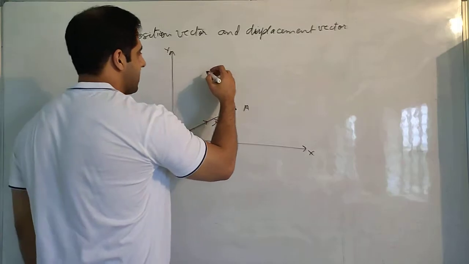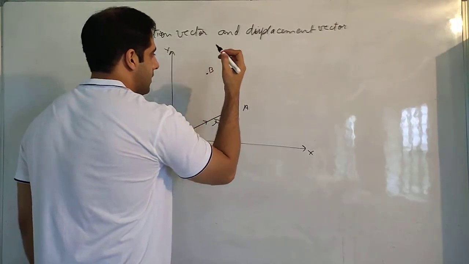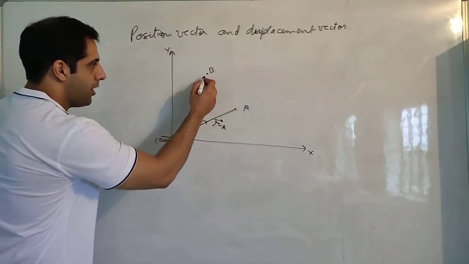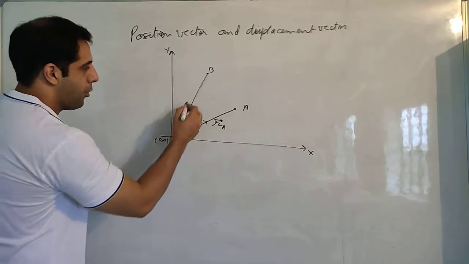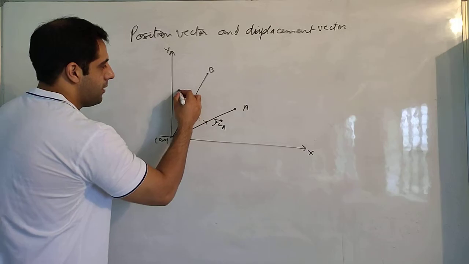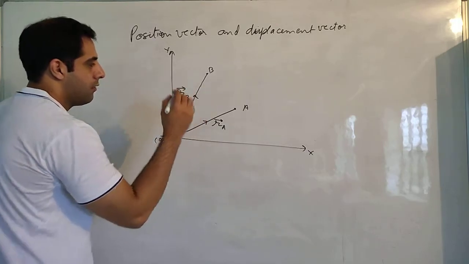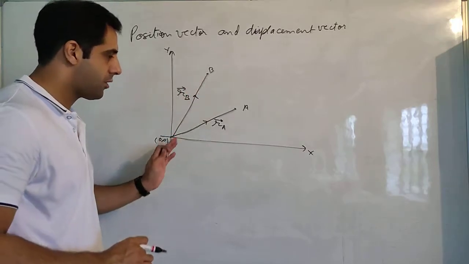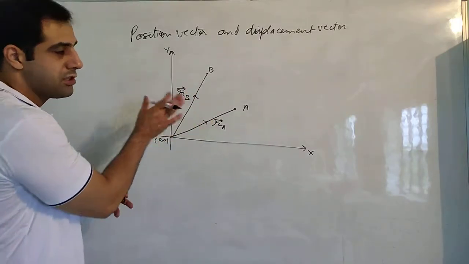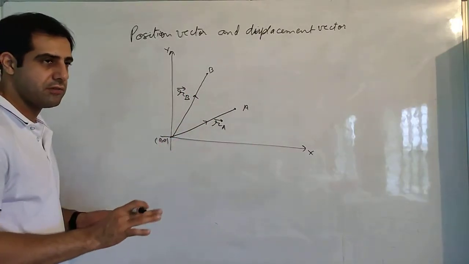Okay, let us say there is another particle at B. Now the straight line joining the origin and the point B can be given as vector r_B. Position vector r_B tells us the position of B with respect to the reference point. Now these are position vectors: r_A and r_B are position vectors.